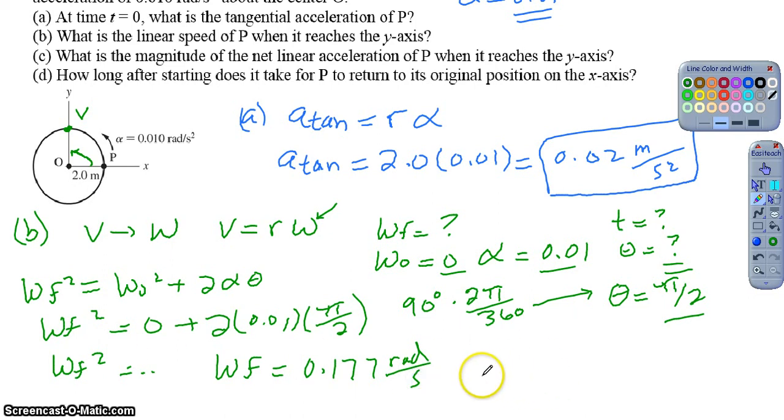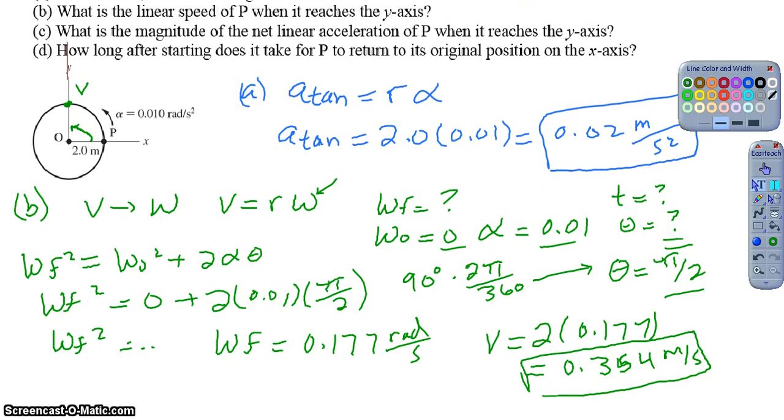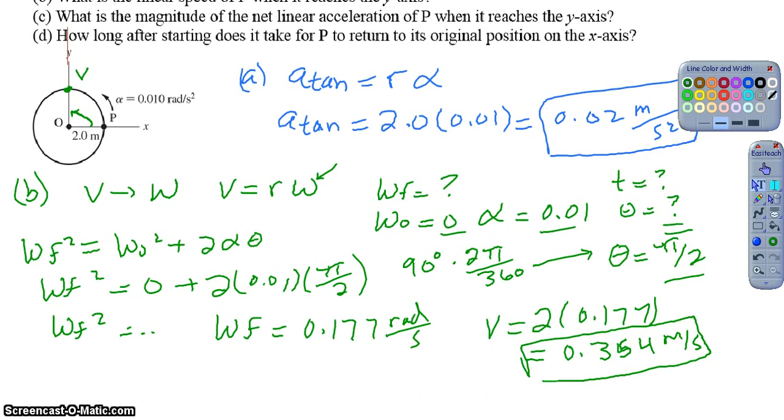So then finding my linear velocity, it's just my radius of 2 times my angular velocity. So I get 0.354, and that is meters per second. I know that's tough to read, but you guys should be used to my handwriting by now anyway. So 0.354 meters per second.